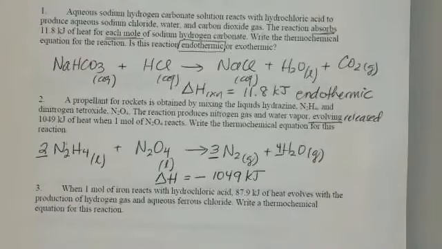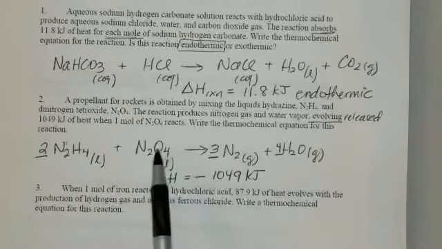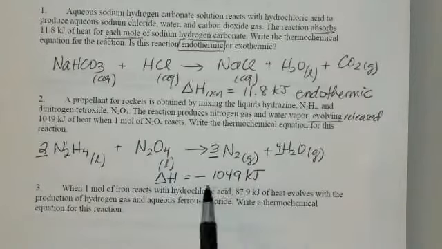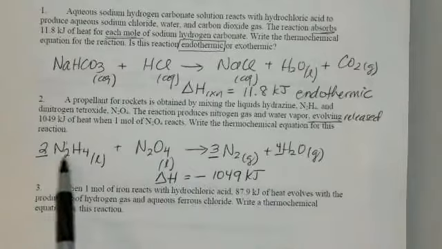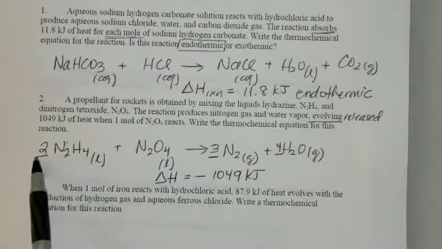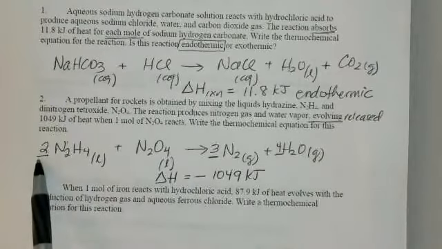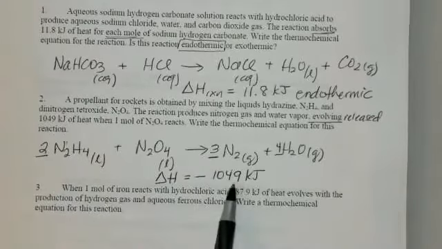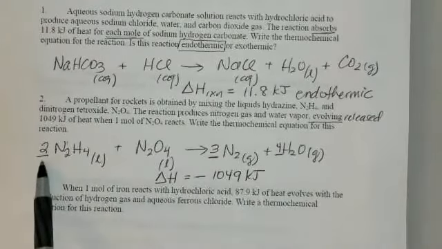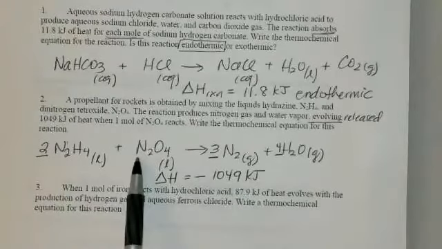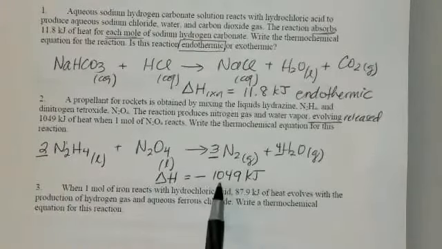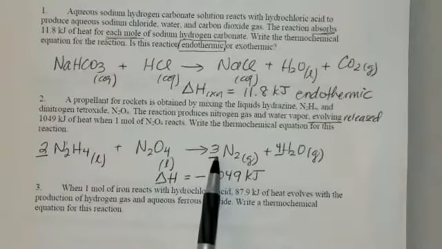What's important to recognize going into this is that your delta H value, I can compare to any substance in the equation, but the 1049 kilojoules is released for every 2 moles of N2H4. So that 2 becomes part of the conversion factor. I get that much energy when 2 moles of hydrazine react, or when 1 mole of the N2O4 reacts, or when 3 moles of N2 is produced.